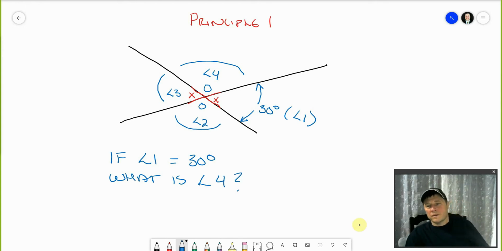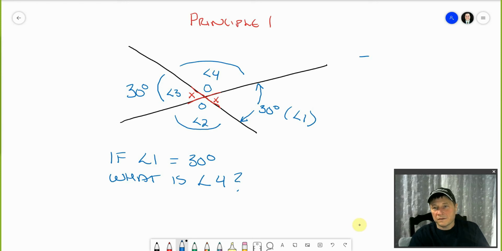Okay, so this is where the principles of geometry and understanding the definitions in geometry are helpful. If we know that this is 30 degrees, we know that this is also 30 degrees, because principle 1 states that these two have to be the same. Okay, so we now know, in fact, that this is 30 and this is 30. That takes 60 away. But do we know angle 2? We want angle 4. What is angle 2?